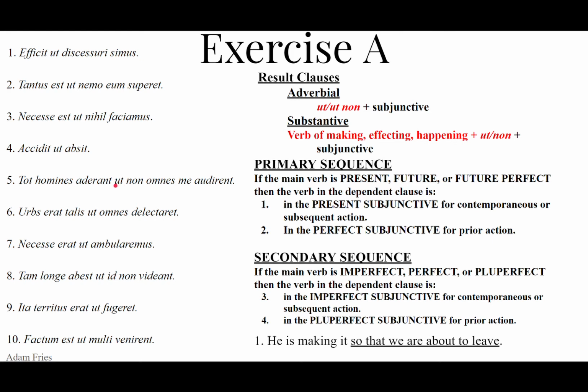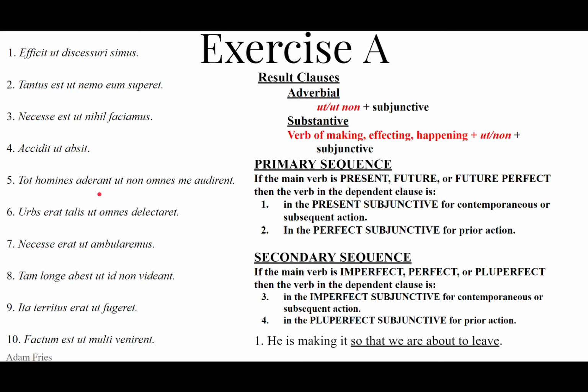How many? Adverb clause, with the result that not all might hear me, with the result that not everyone heard me. We're in secondary sequence, imperfect subjunctive to show a contemporaneous action with that main verb. So while all the people were present, at the same time they could not hear me. They were not listening to me. So many people were present that they were not listening to me. The result of so many people being present is that ut non omnes me audirent. Not everyone was listening to me.